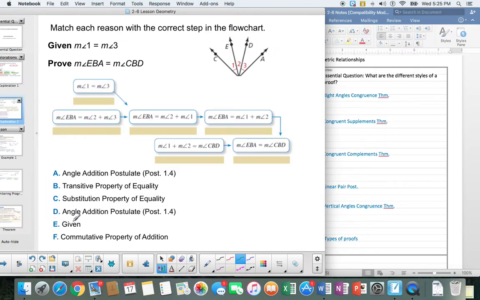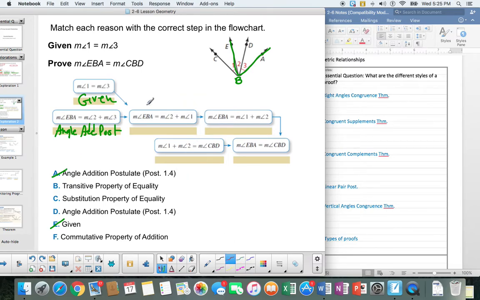Okay, let's look at another one where we have a bank of reasons. Again, we've done this one before. So here's my given. So I know I've used given. And then angle EBA is equal to angle 2 plus angle 3. That's little plus little equals big. So that'll be angle addition postulate, and there's two of them, so I'll just cross off one of them.